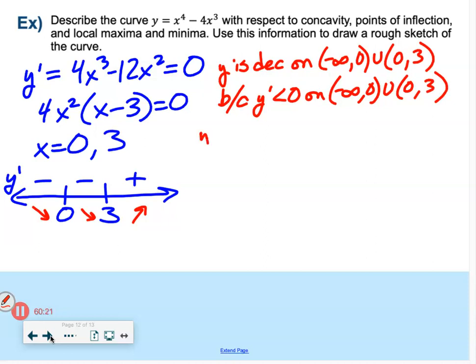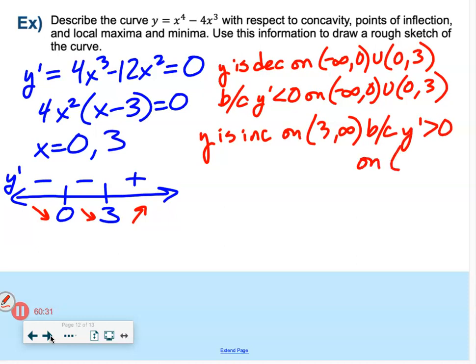All right, y is increasing on 3 to infinity because y prime is greater than 0 on 3 to infinity. All right, Gavin, do we have a relative max? Why not? Okay, because the derivative never changes from positive to negative, right? So, do we have a relative min? Where's the relative min at? What x value? 3. At 3.